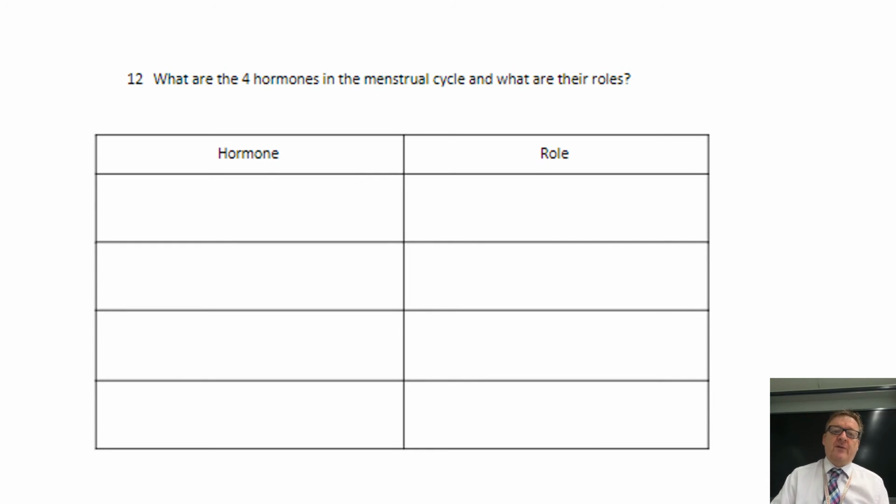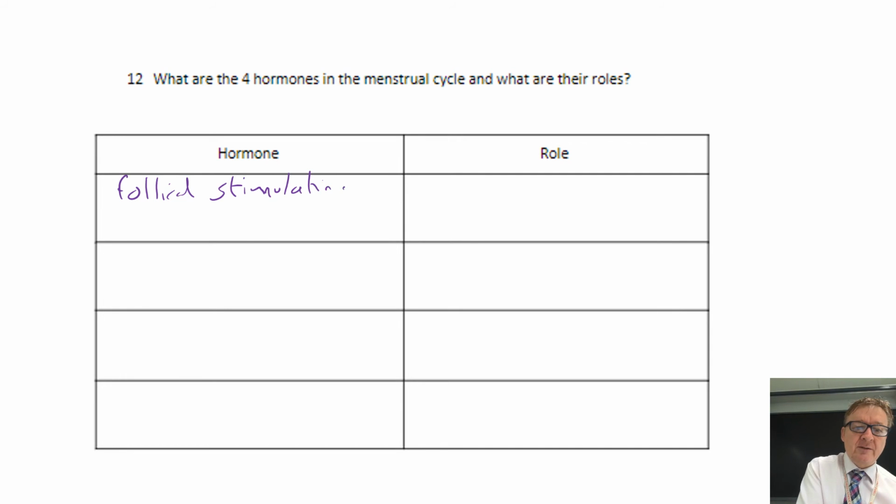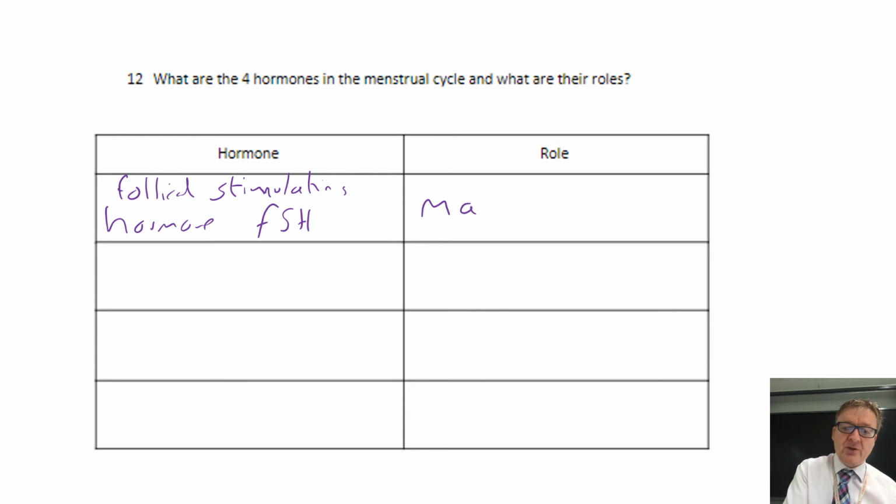Question number 12. What are the 4 hormones in the menstrual cycle, and what are their roles? I'm going to start off with follicle stimulating hormone, FSH. Talked about this before, from the pituitary gland. FSH matures an egg. In an ovary, you've got many, many follicles. FSH makes one of those follicles mature into an egg.